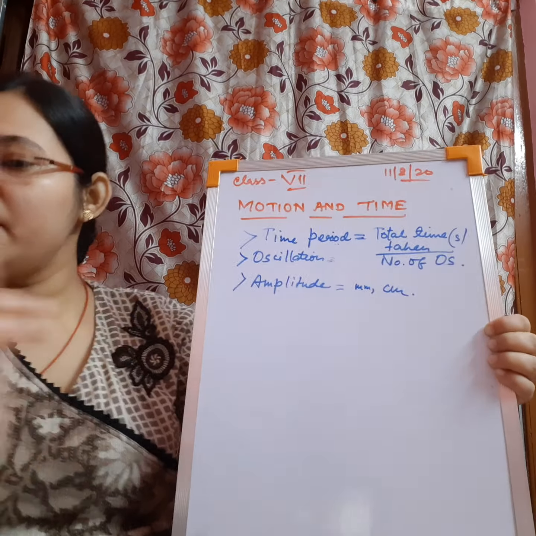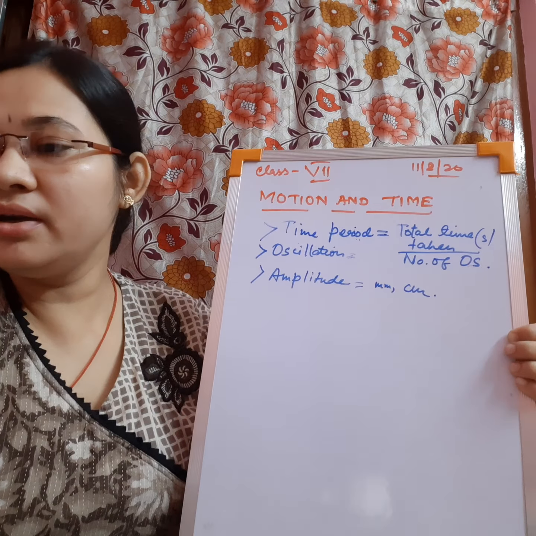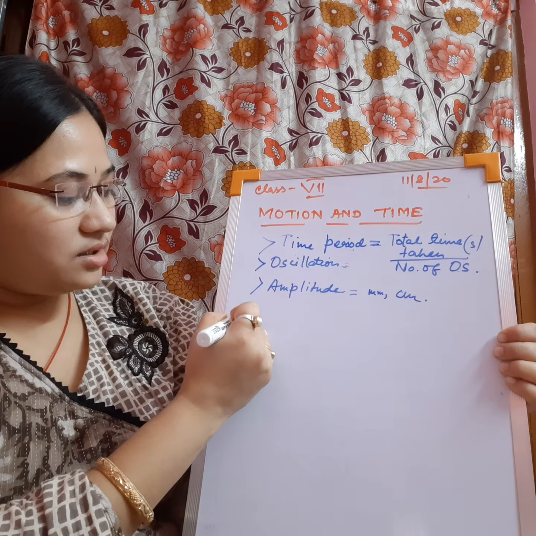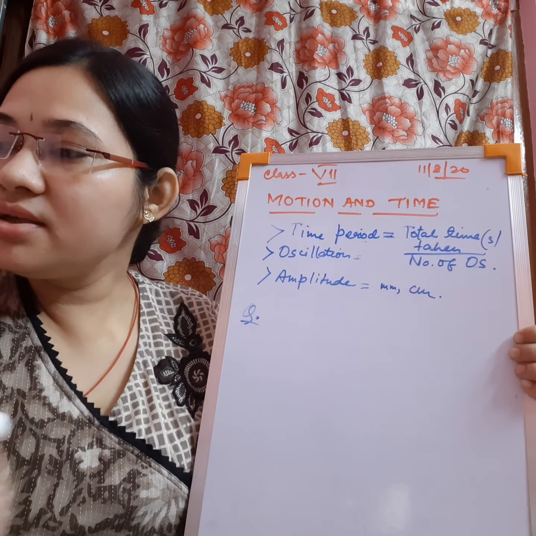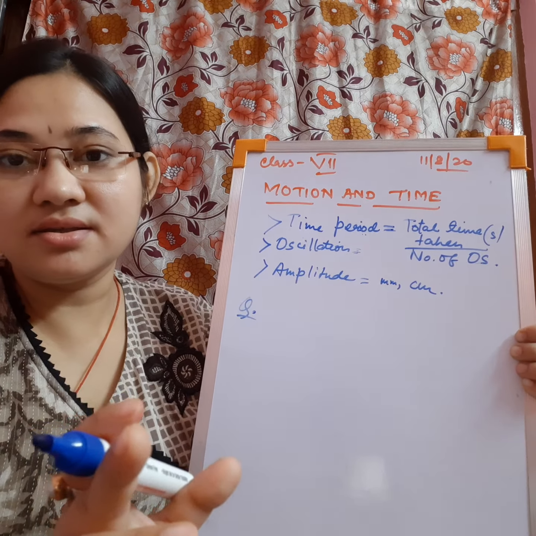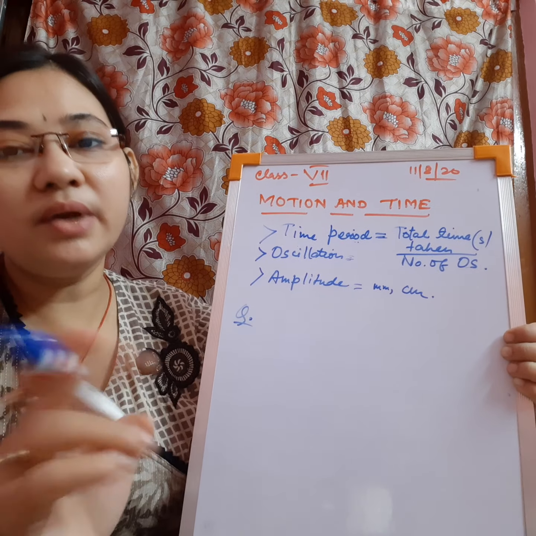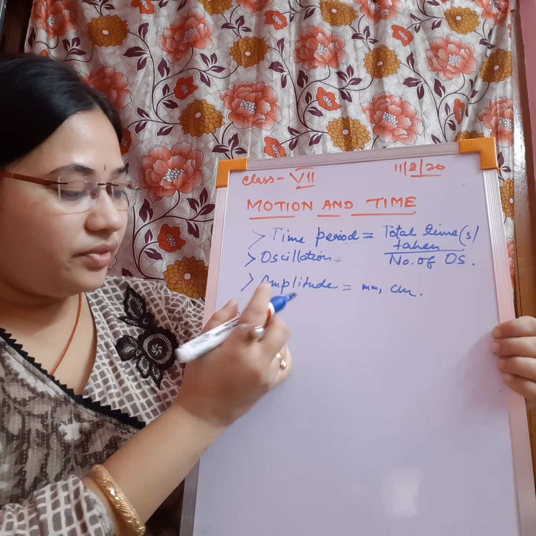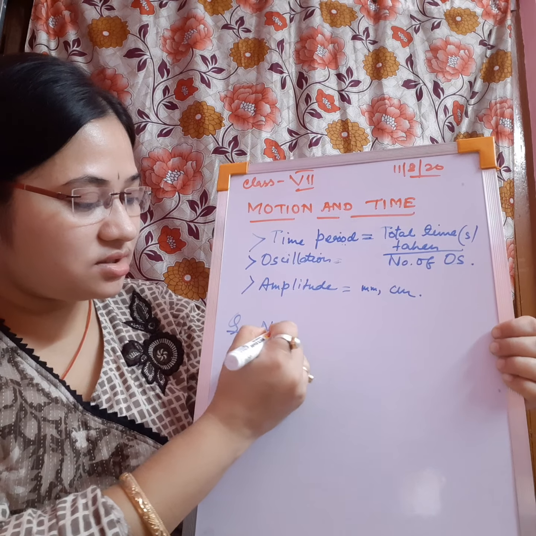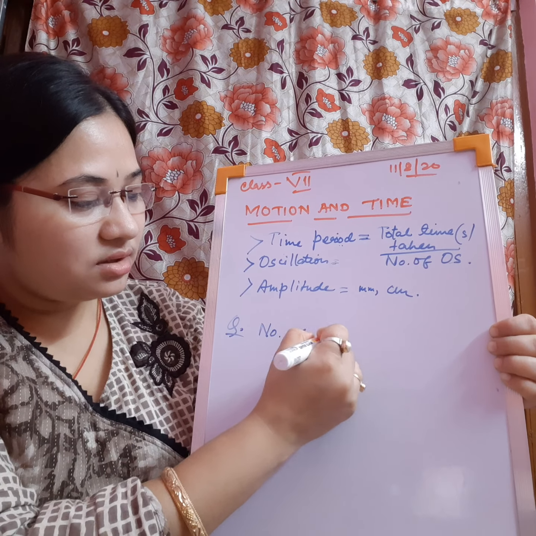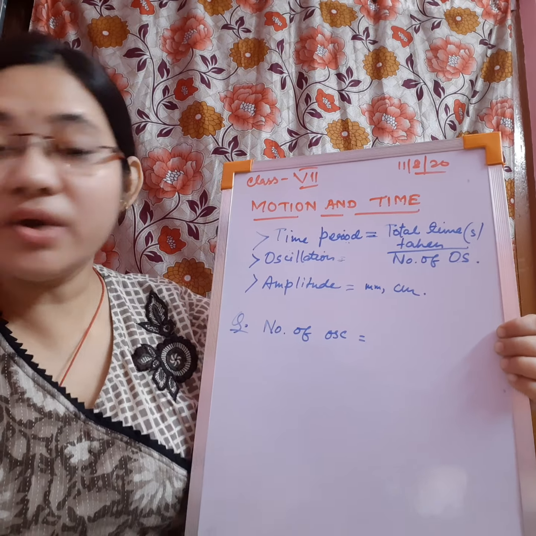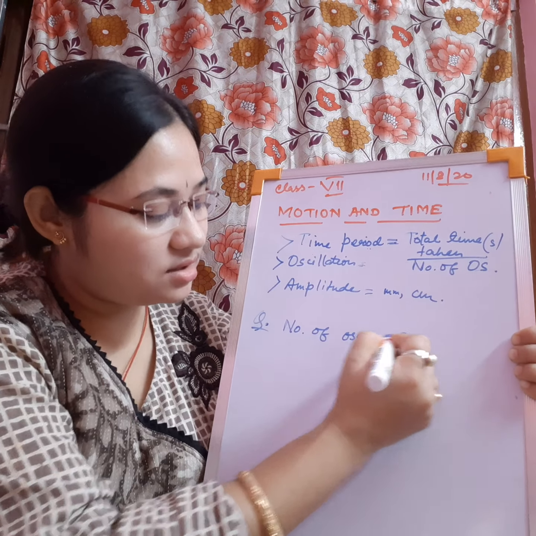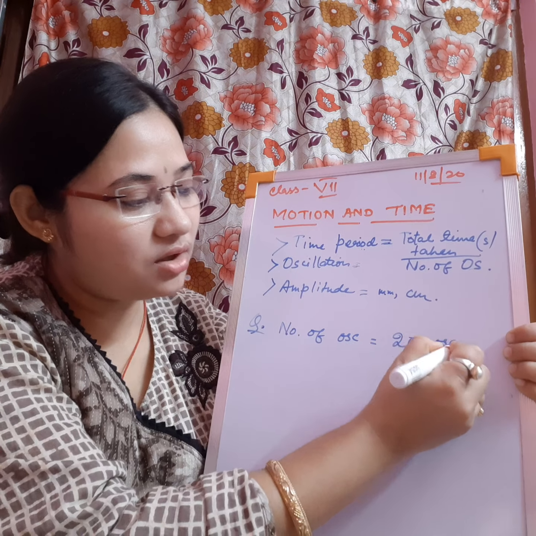Let us see another example. This is also given on page number 200, example 1. So, another question: a simple pendulum takes 32 seconds to complete 20 oscillations. So once again, the number of oscillations is given as 20.